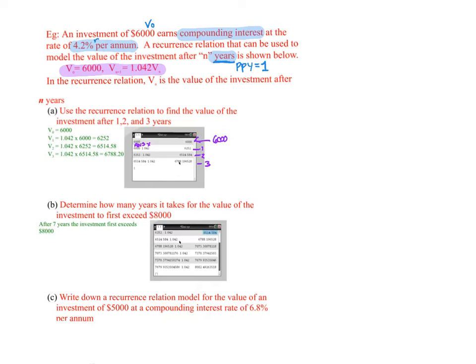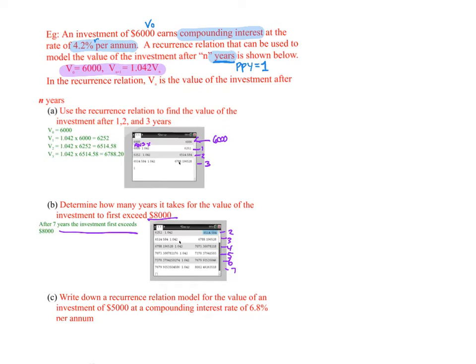So determine how many years it will take to first exceed 8,000. So I was up to, this was 2, and I went 3, 4, 5, 6, 7. So I got to 7. So after 7 years is when the investment will first exceed 8,000.